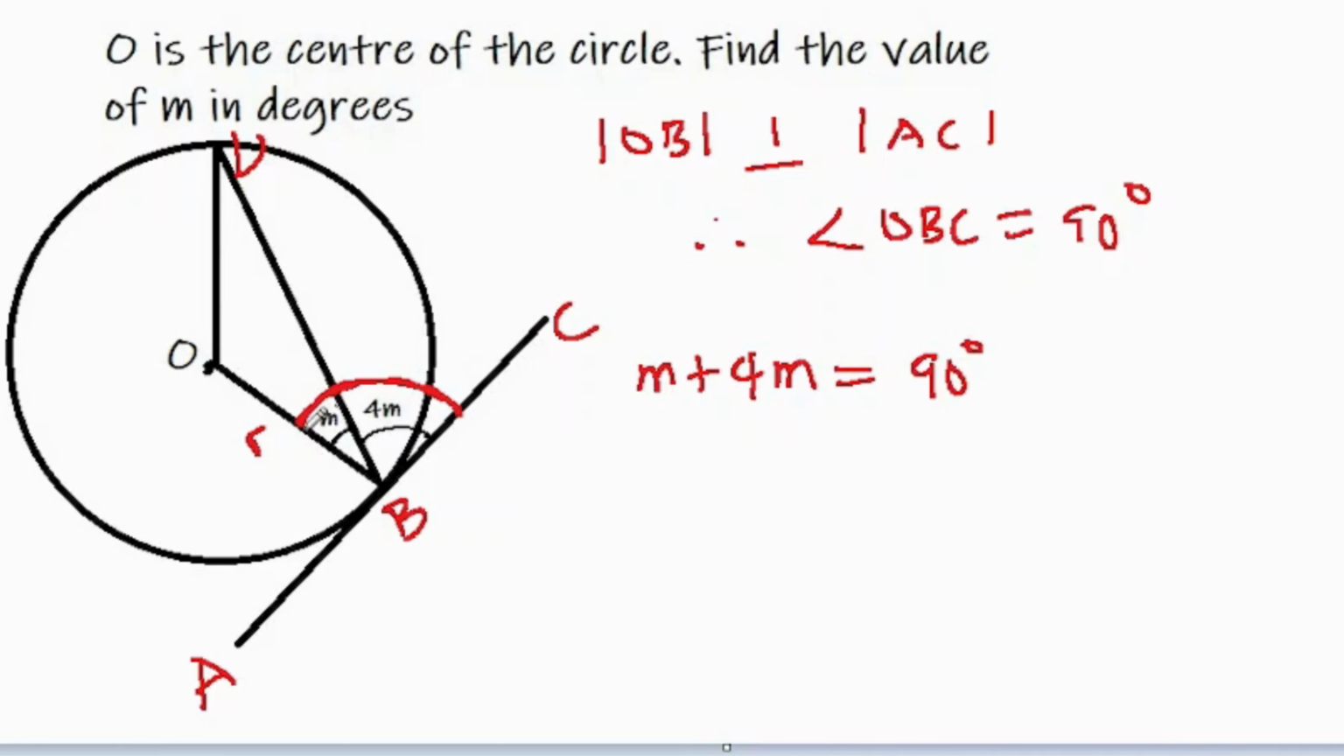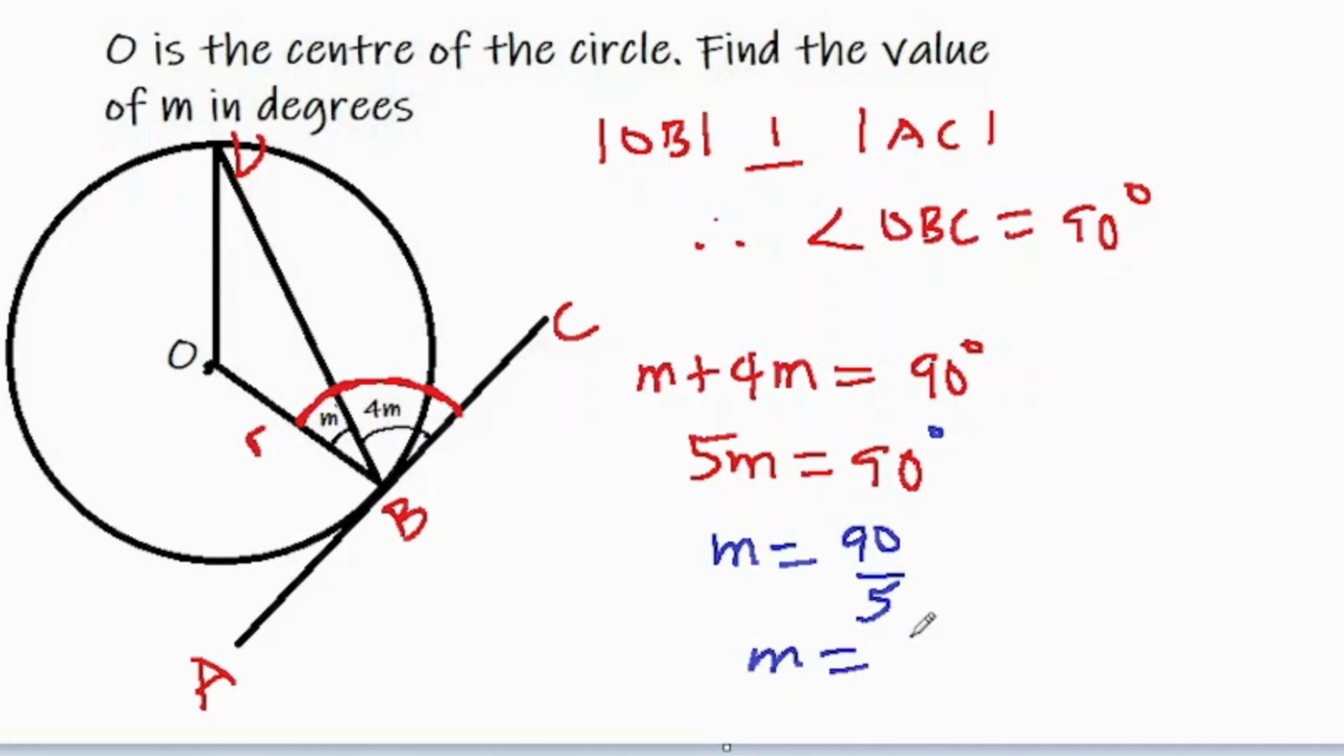All right, if you look at it, we've said that angle OBC is equal to 90 degrees. So M plus 4M in OBC, all right, so this is 5M equals 90 degrees. Divide both sides by 5. 90 divided by 5, so M is equal to 18 degrees.